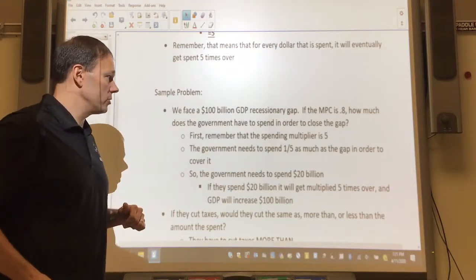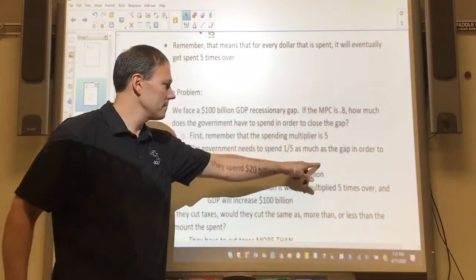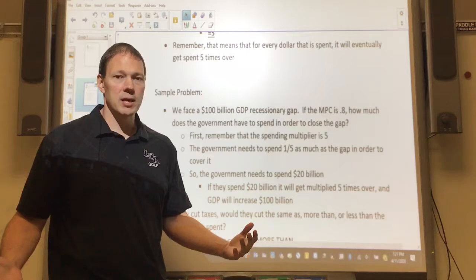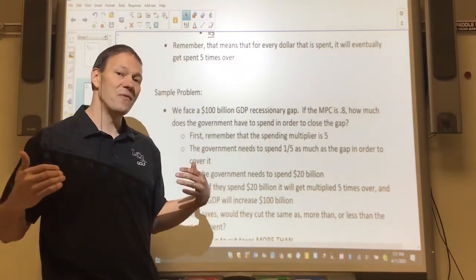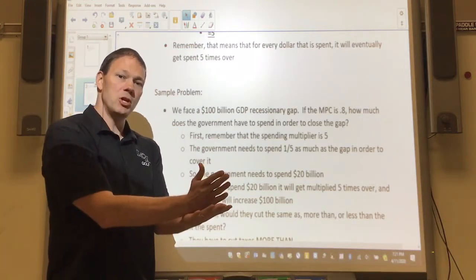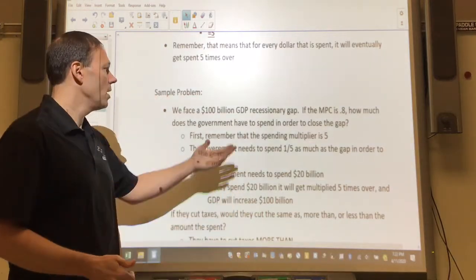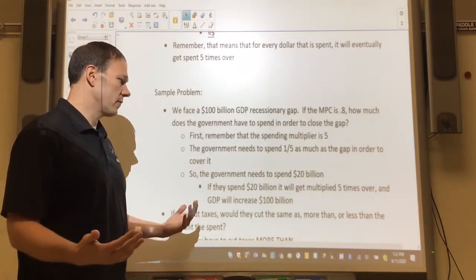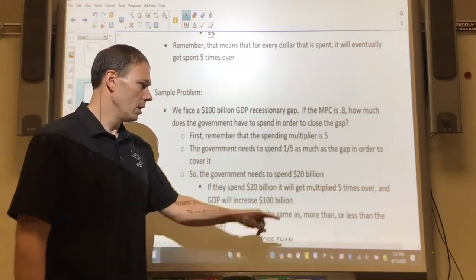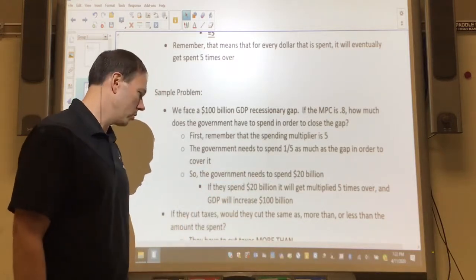Well, the first thing we want to do is remember, like we did just up here a moment ago, if the MPC is 0.8, that makes the spending multiplier 5. So essentially the government needs to spend 1/5 as much of the recessionary gap in order to boost GDP enough to hit our full employment output. Okay, so 1/5 of 100 billion is of course 20 billion. So the idea is pretty simple. The government spends 20 billion, it gets multiplied 5 times over, and GDP increases by the full 100 billion.